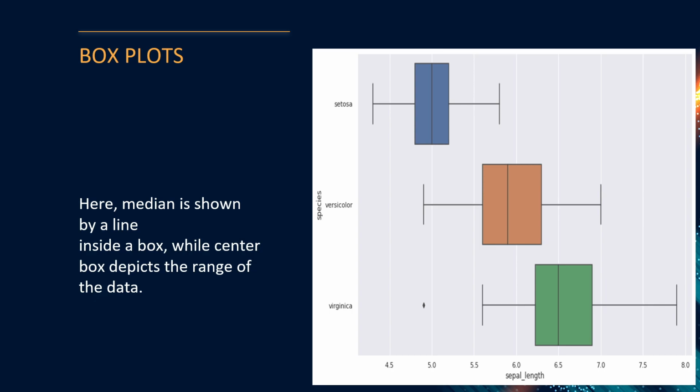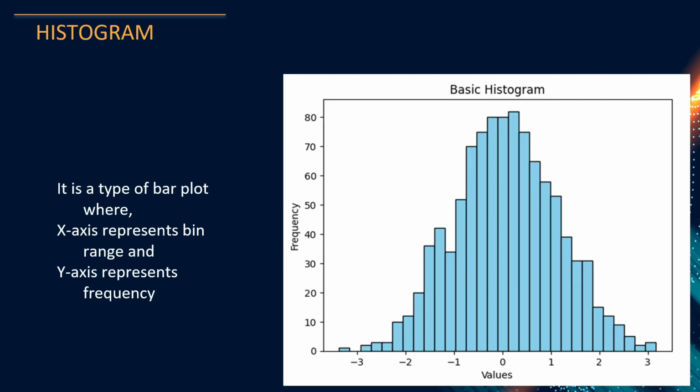So next let us see the histogram. It is a type of bar plot where x-axis represents the bin range and y-axis represents the frequency. Histograms display the distribution of data by dividing it into bins and showing the frequency of values within each bin. They help visualize the shape of the data distribution.